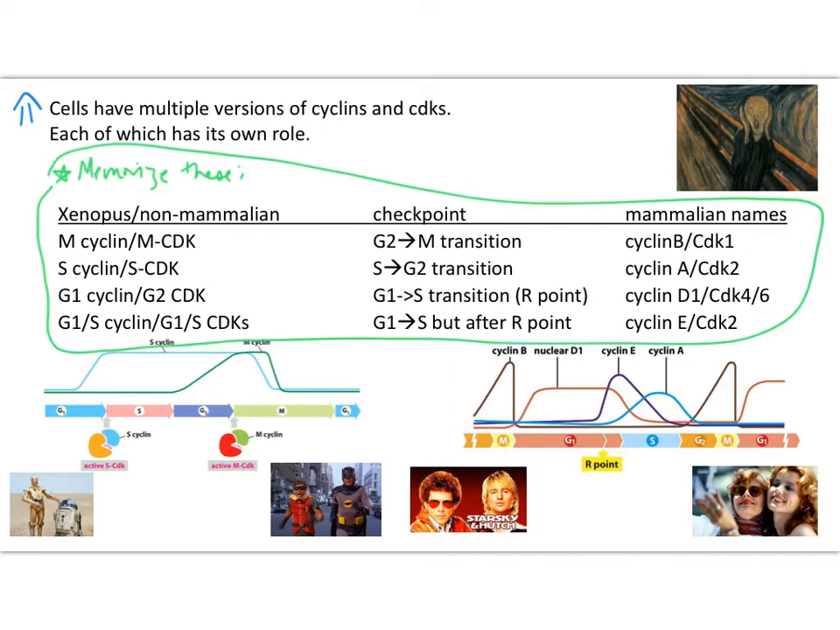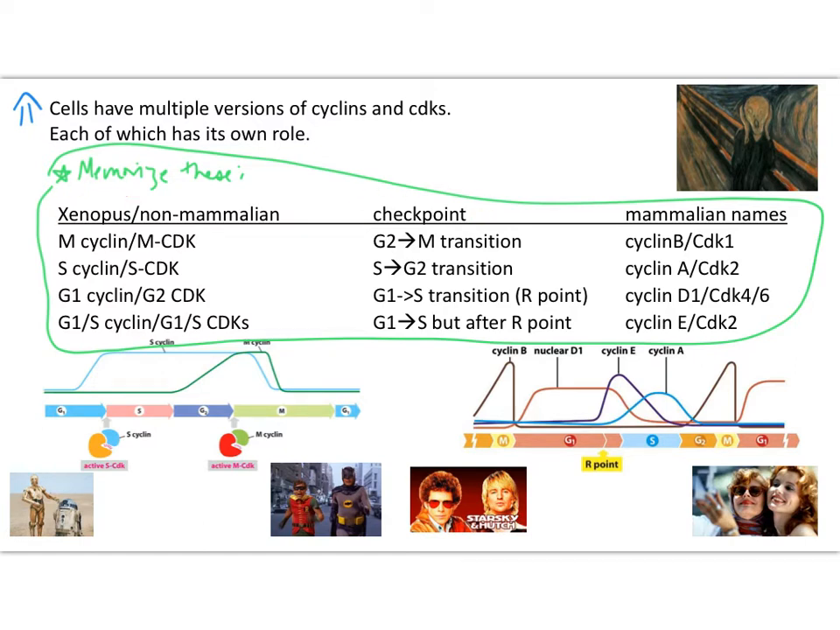Okay, so just to clarify, it's this whole thing that you've got to memorize. You don't need to memorize these graphs down here. And basically, to run you through what is going on with the graph, we have the Xenopus and non-mammalian versions of the cyclin and CDK written over here. So this is the Xenopus/non-mammalian cyclin M, and then the corresponding M CDK is the Xenopus/non-mammalian partner. And Xenopus is frogs.